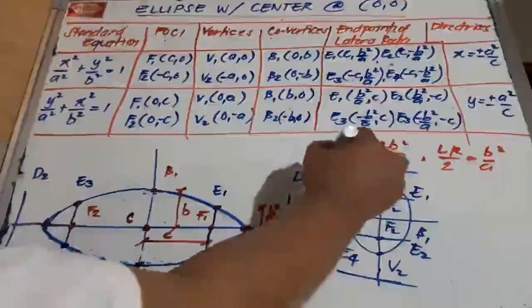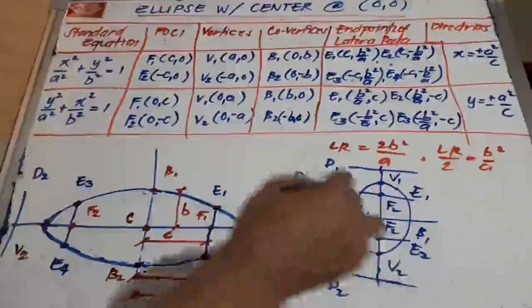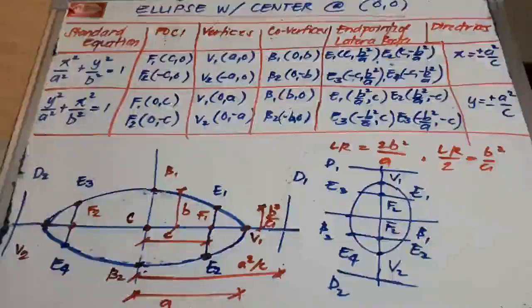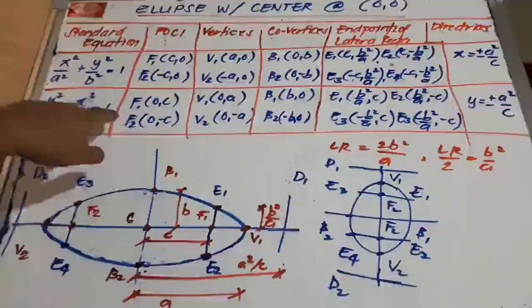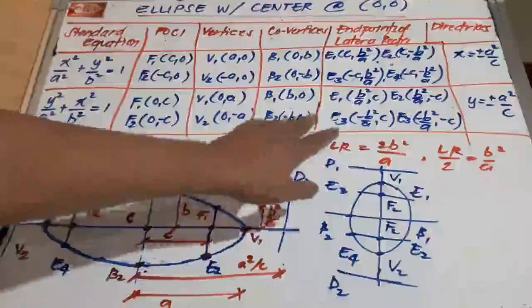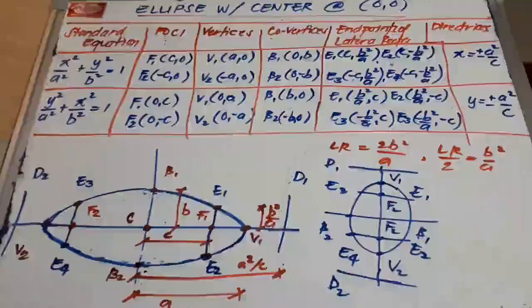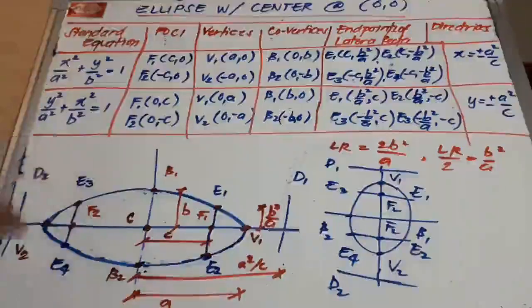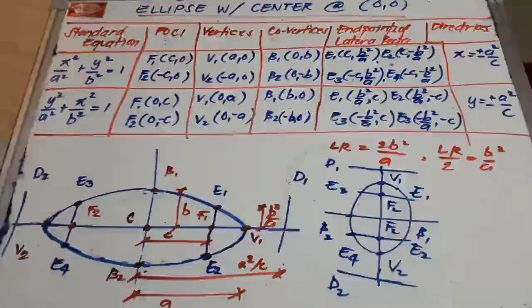Ito yung D sub 1, ito yung D sub 2. Naging vertical lang yung ating ellipse. Now, I'm not going to discuss the location of the foci, vertices, co-vertices, and endpoints of lateral recta, and including the equation of the directrices for this equation. Pero same definition lang siya, no?